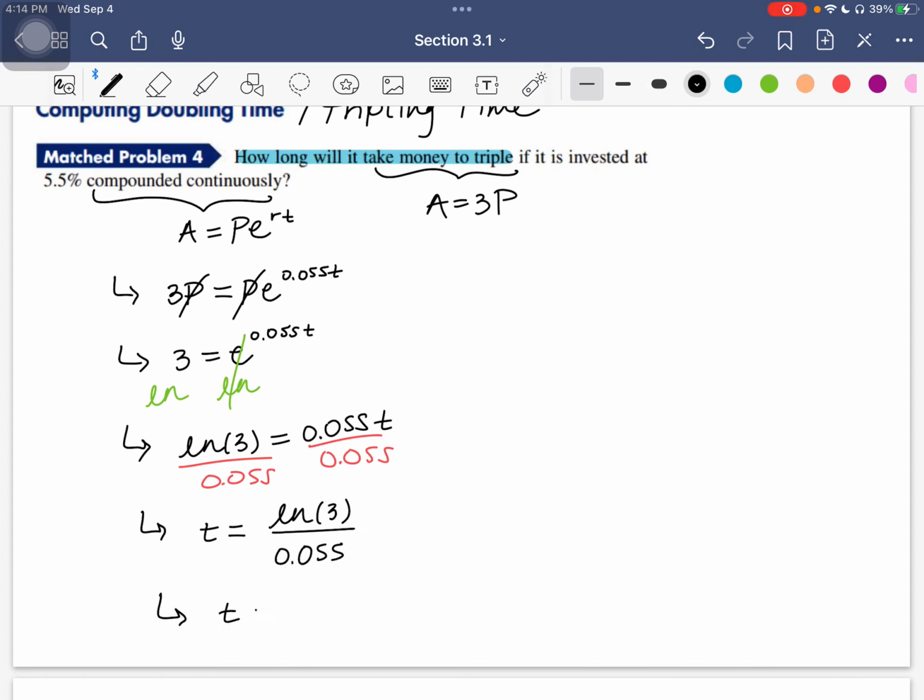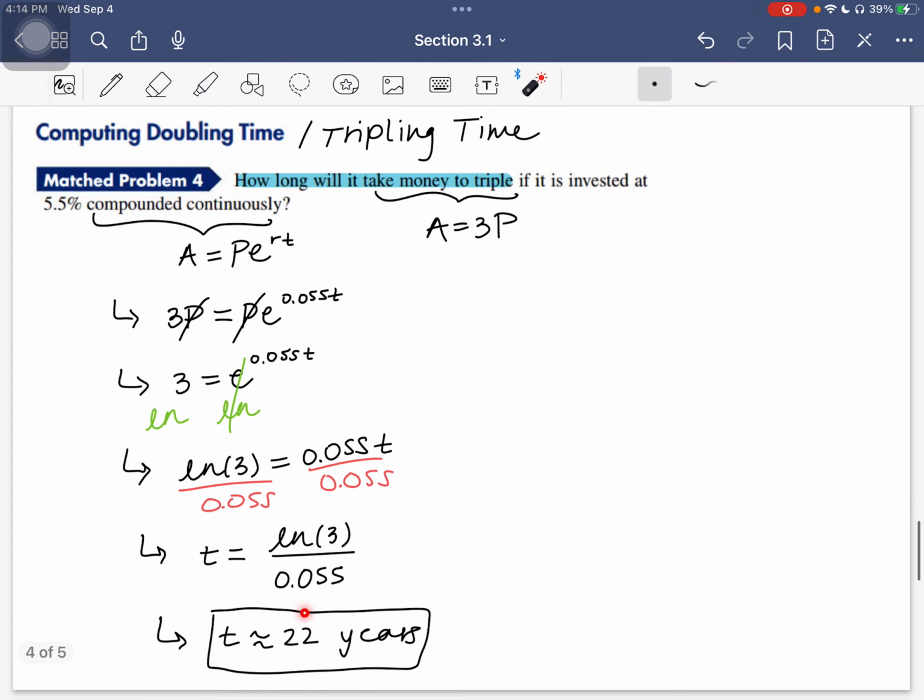And so then plugging this into a calculator, this is roughly 22 years. So this means that it would take roughly 22 years for money to triple if it's invested at 5.5% and compounded continuously. All right, so that's it for this video.